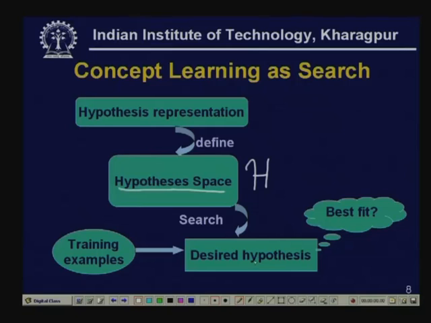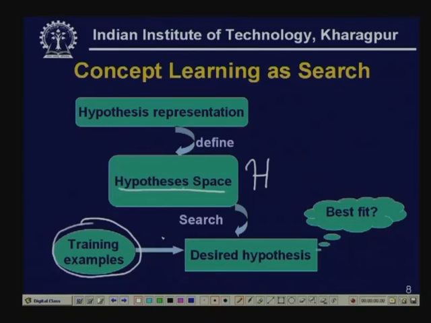The desired hypothesis is one which best fits the training examples that we are given. The training examples are input to the learning algorithm. The learning algorithm searches through the hypothesis space to find one of the hypotheses which best fits the training examples.